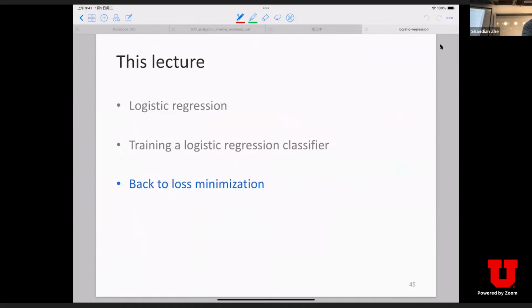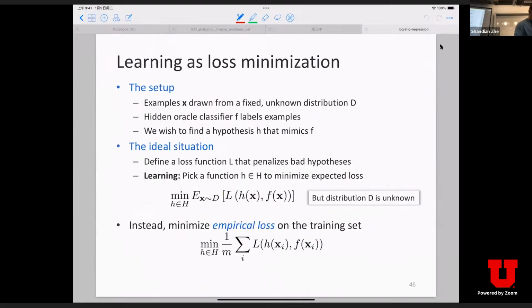The last part we want to talk about is the connection of our maximum likelihood estimation and MAP estimation for logistic regression to our previous learning framework. We haven't pointed out this connection, but we now want to list those loss functions we haven't seen so far.